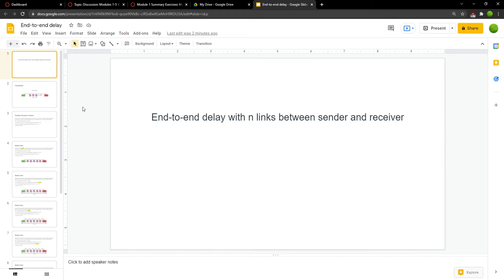Hello, today I'm covering how to handle end-to-end delay with N links between sender and receiver for a single packet, given its size, link transmission rate, and total distance between links.